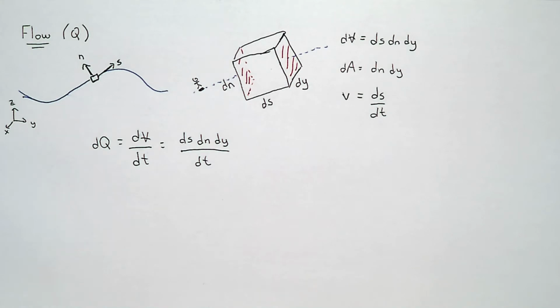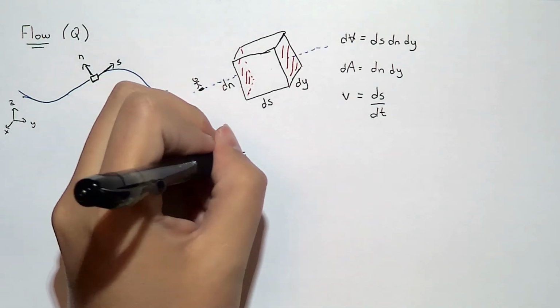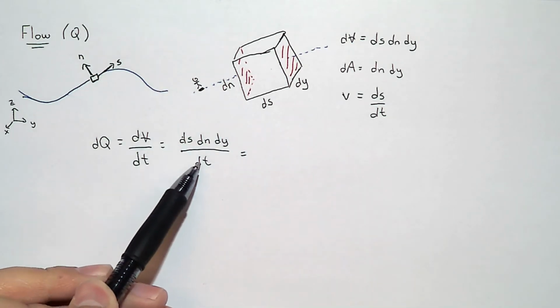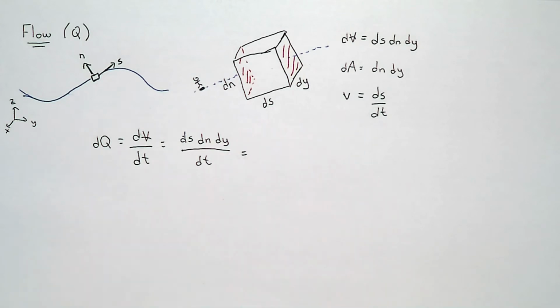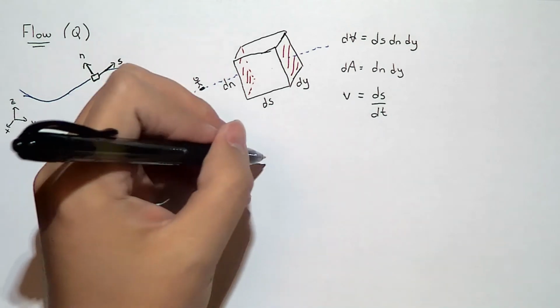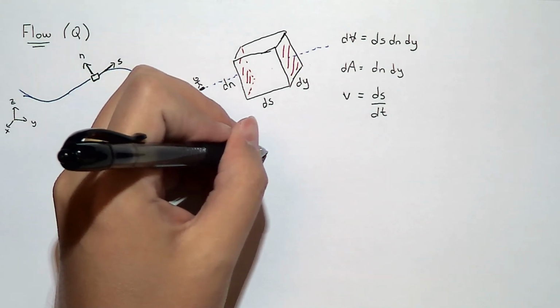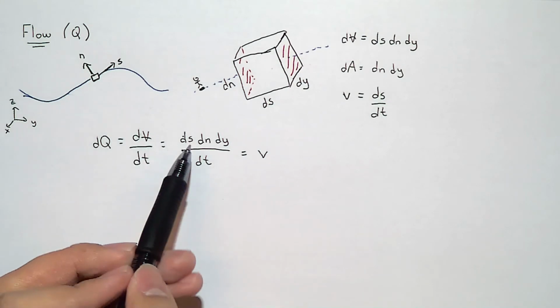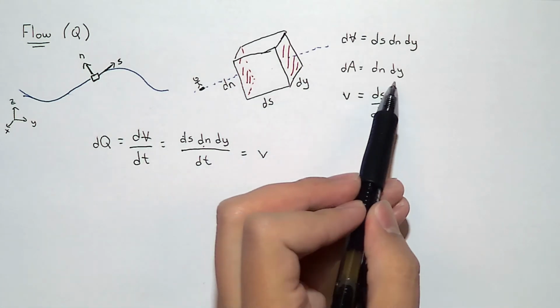But now, here's where things get interesting. We also know that the fluid travels a small amount of distance s over a small amount of time. And what do we call that term? That's correct, velocity. So what we have is that ds over dt is simply the velocity of flow traveling through that little control volume. So I get that this is my velocity. And what's left? The dn times dy, which is simply my area.